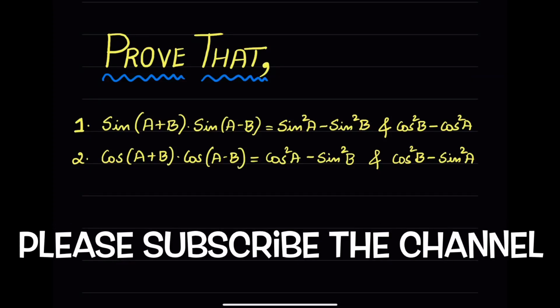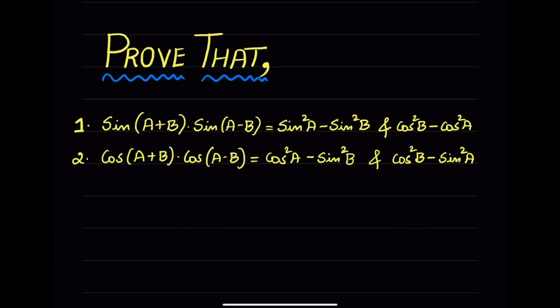In this video, we'll try to prove sin(a+b) times sin(a−b) is equal to sin² a − sin² b, and also is equal to cos² b − cos² a. And the second one is cos(a+b) times cos(a−b) is equal to cos² a − sin² b, and also is equal to cos² b − sin² a.